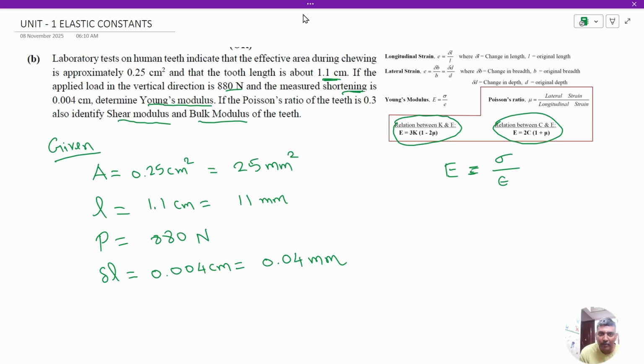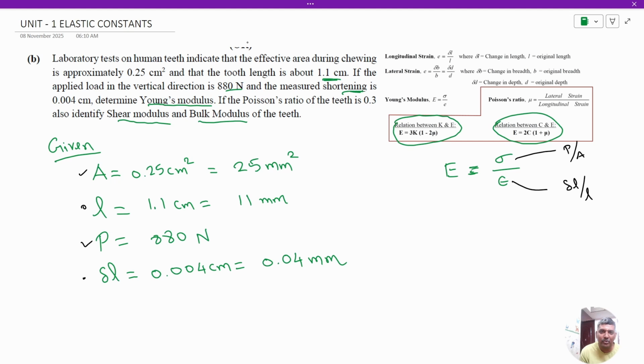Now determine the Young's modulus. Young's modulus is the stress by strain. What is stress? Force by cross section area. The force value is here, the cross section value is here, so we can find the stress. What is strain? Change in length by original length. The change in length and original length are available, so we can identify our strain.